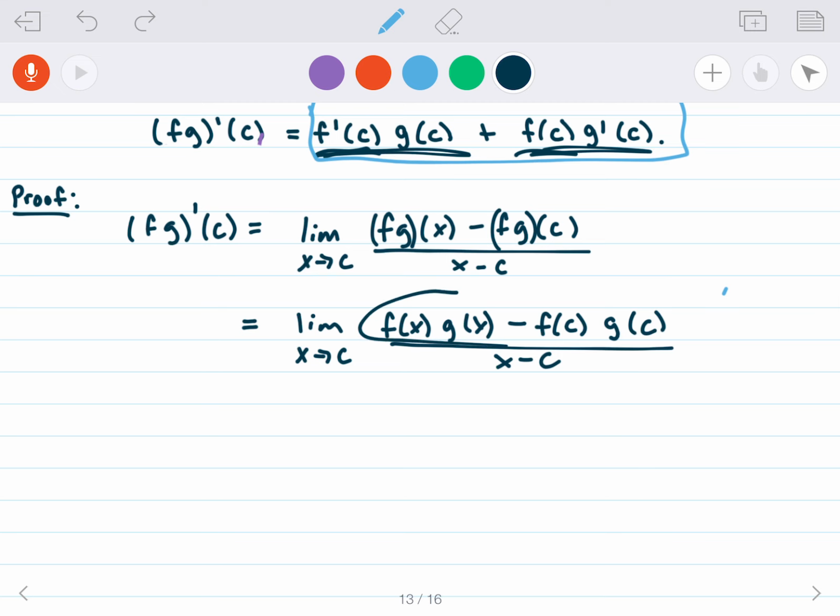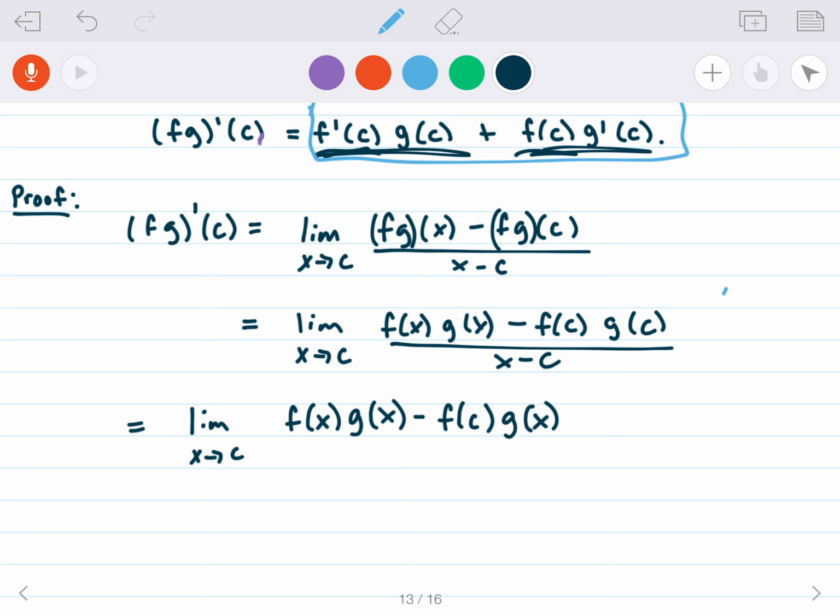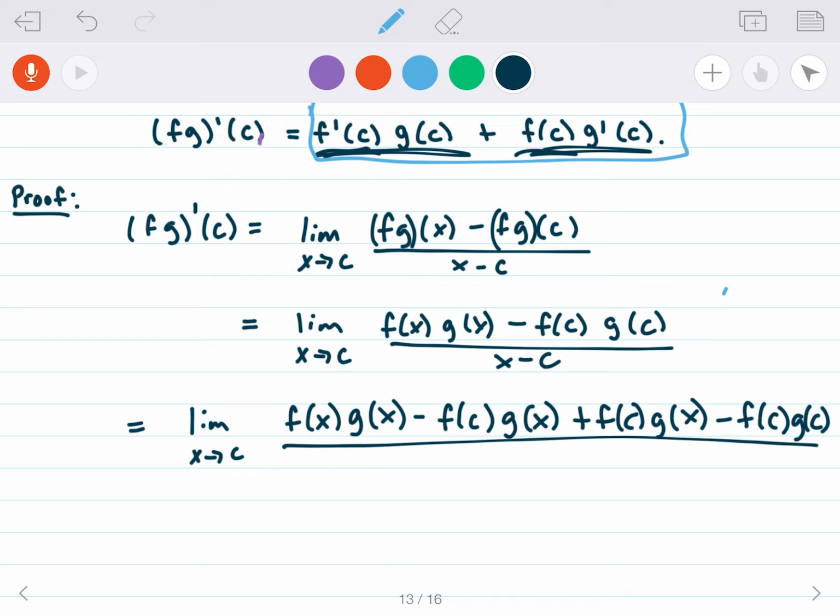So I'm going to replace the numerator with something a bit longer so that I can factor out and get what I need ultimately. So what I'm going to do instead is write this as f of x g of x minus f of c g of x plus f of c g of x minus f of c g of c. So this is the one little trick that is worth so much. Subtract and add to get 0, to factor out things and make things look how you want them to. And this is over x minus c.